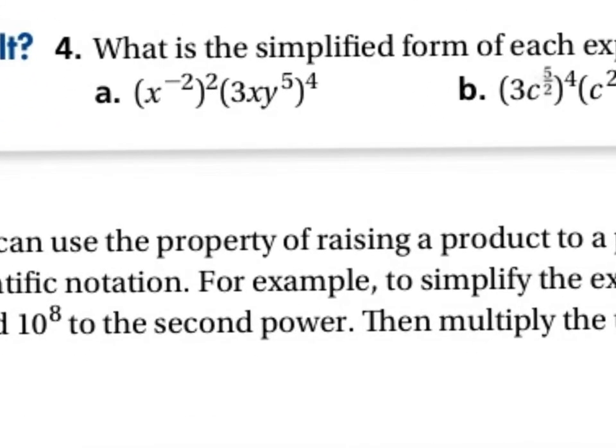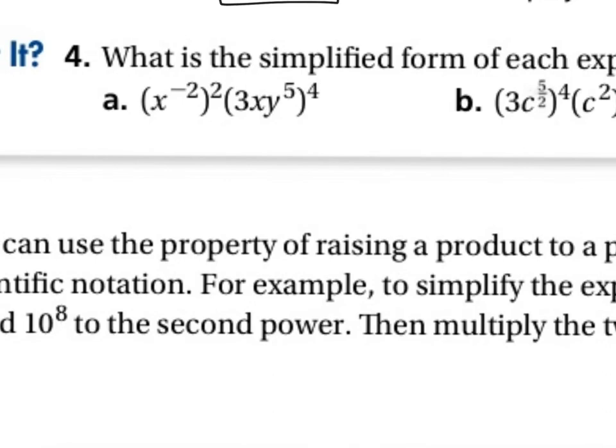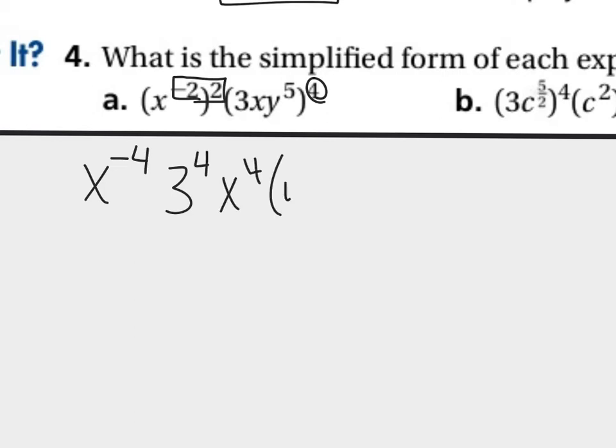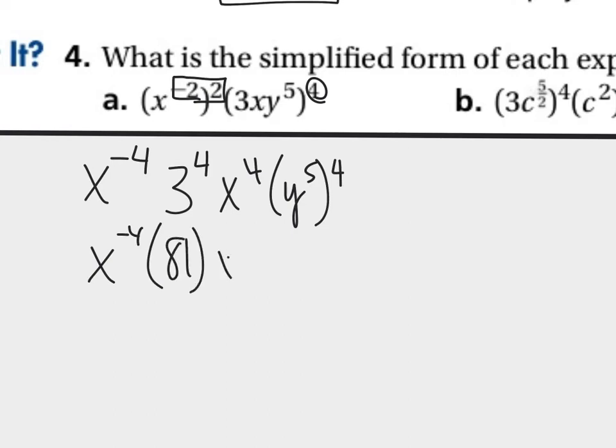So if you look at the got it 4, part A, this first part we can just multiply those exponents right next to each other, the x to the negative 4th. The second part, this 4 needs to go into all of these. So 3 to the 4th, x to the 4th, and we've got to take y to the 5th to the 4th power. So 3 to the 4th power is going to be 81. These can be multiplied, would be y to the 20th.